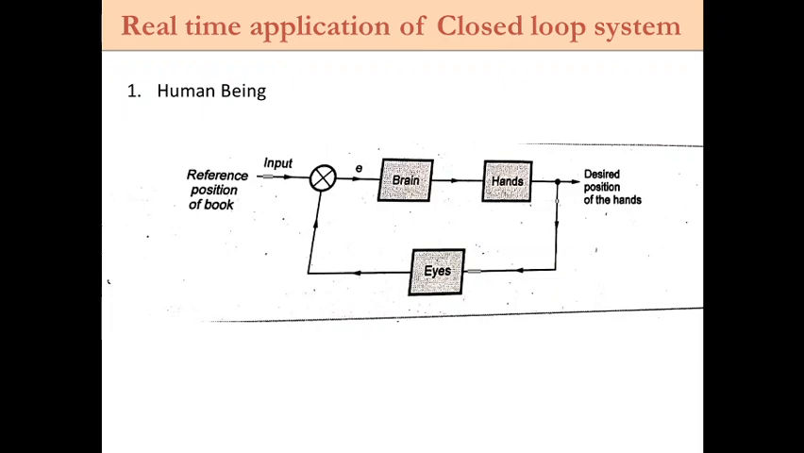Okay, so here the eyes will act as a feedback element. It will check the position of the book and the position of your hand. So that signal will be fed to the brain. So here the brain will act as an error detector, or it is acting as a controller. Okay, so the brain will calculate the distance and it will send the signal to the hands so that you need to lift some distance. So what that distance will be is calculated by the signal given by the eyes to the brain. Okay, so here the eyes are acting as a feedback element.